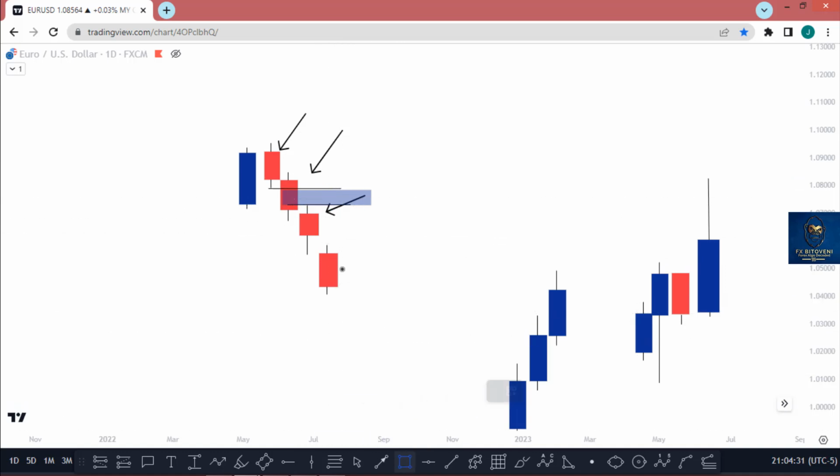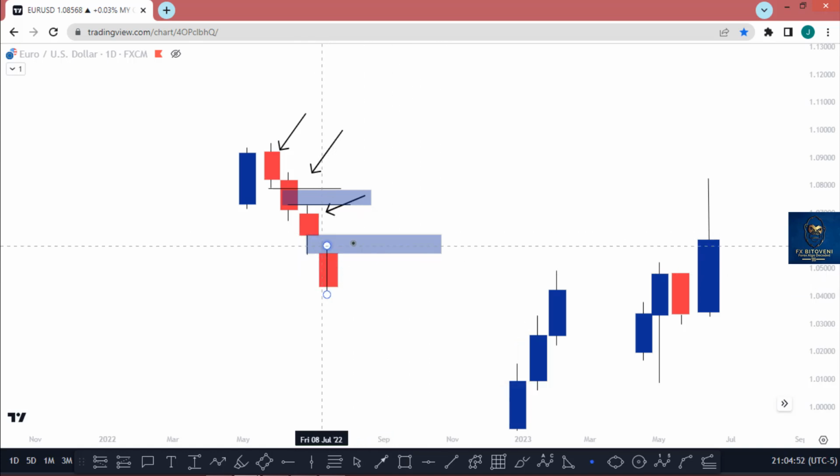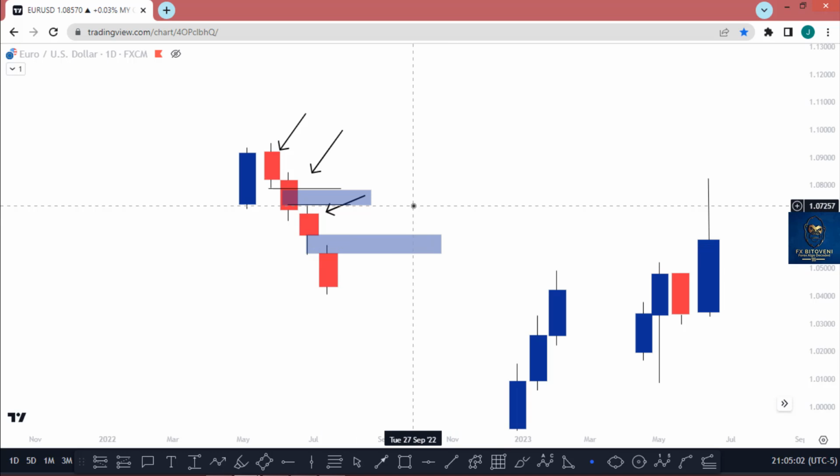And then also you have to understand this vacuum block. So when the close price and the opening price do not touch each other, so you have to know this is also what we call the vacuum block in terms of ICT concept, guys. So here, make sure you mark this zone because it will be mitigated in the future.